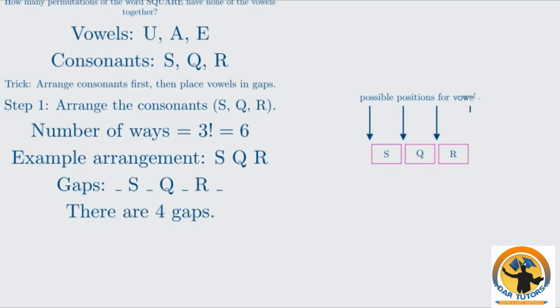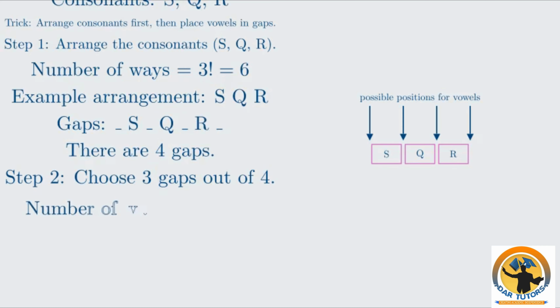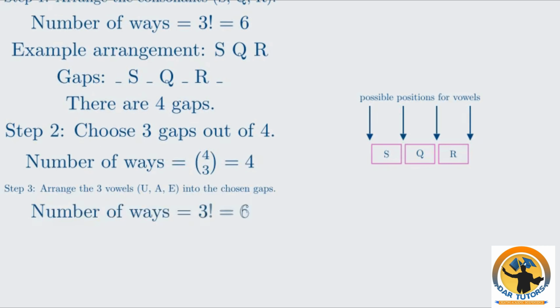We need to place our 3 vowels into 3 of these 4 gaps. First, we choose which 3 of the 4 gaps to use. This is a combination, 4 choose 3, which is 4 ways. Once we've chosen the 3 gaps, we need to arrange the 3 vowels U, A, E into those gaps. This is a permutation, 3 factorial, which is 6 ways.